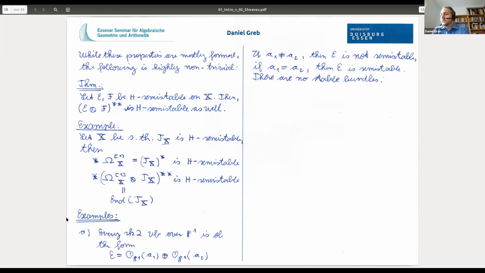So this is what I meant when I said this is a balanced condition. If you look at this sum of two line bundles, then if A1 is not equal to A2, one of them is bigger, and it would contribute more to the overall degree than the other one. So only if these two numbers are the same am I sort of balanced.